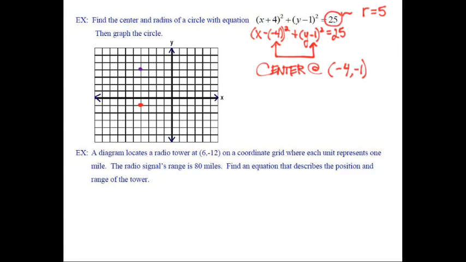So I can put those points on there. Four points are usually pretty good for this, and those are just up and down and left and right of the center by your radius value, and then your circle looks something like that. So there's your sketch.